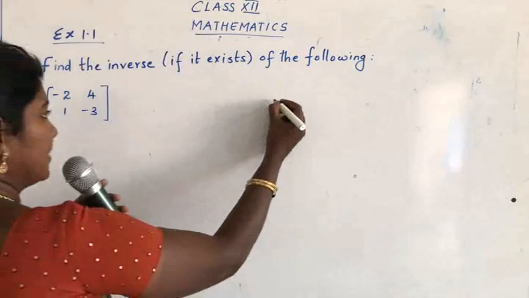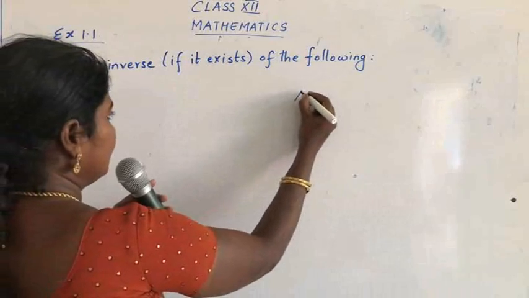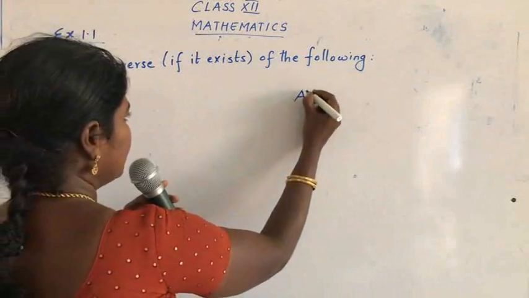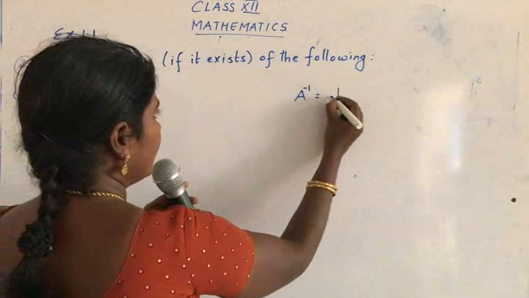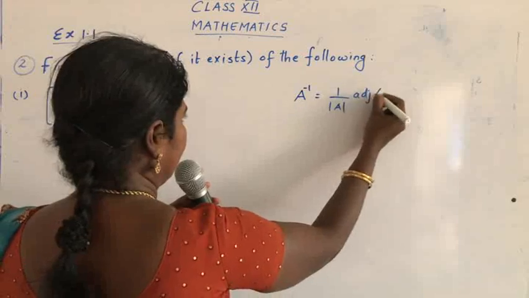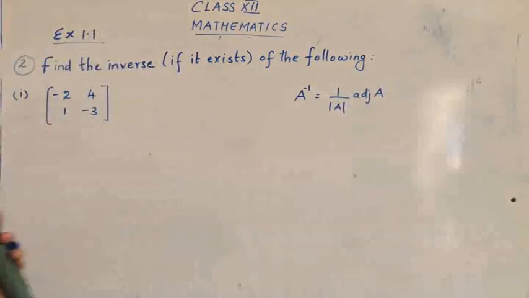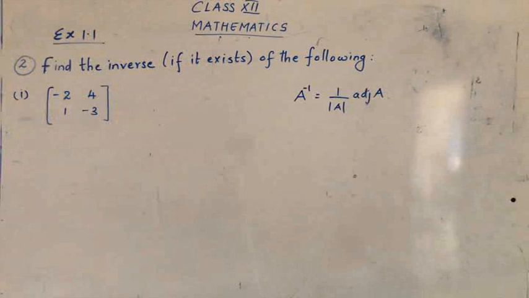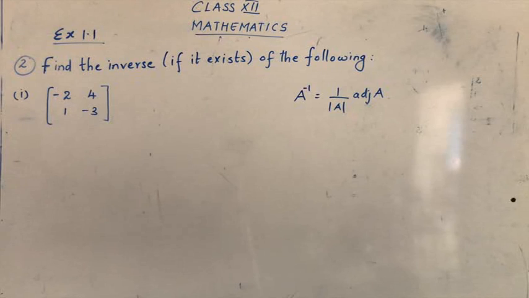Suppose A is the matrix. So how to find the inverse of matrix A? It becomes A inverse is 1 upon determinant A into adjoint A. So let's see what's the formula for A inverse. The formula for A inverse is 1 upon determinant of A into adjoint A. Say once again the formula. A inverse is equal to 1 upon determinant of A into adjoint A.